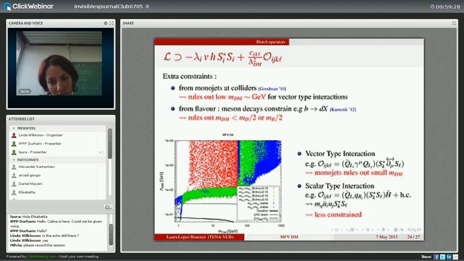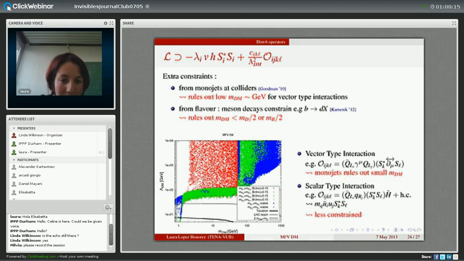This is the case for vector type interactions, but for scalar type interactions, monojet search constraints are a little bit lower, and you can actually still have viable dark matter candidates in the low mass range. So you see that you have a small possible region of blue points for a preferred coupling to U quark. So you have a Q left, U right, S star S H coupling, which gives you an interaction which goes as the mass of the quark times U bar U times S star S, with a different possible U-type quark. This allows you to get this small region at very low masses, about 1 GeV.